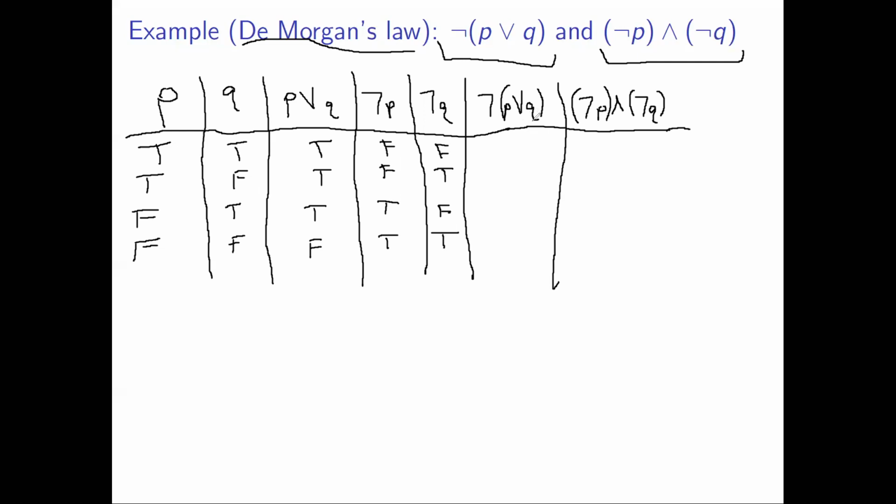Not (P or Q). So in the first row, P or Q is true, so not (P or Q) is going to be false. Second row, P or Q again is true, so not (P or Q) is going to be false. Third row, P or Q is true, so not (P or Q), false. And finally, the last row, P or Q is false, so the negation, not (P or Q), is going to be true.